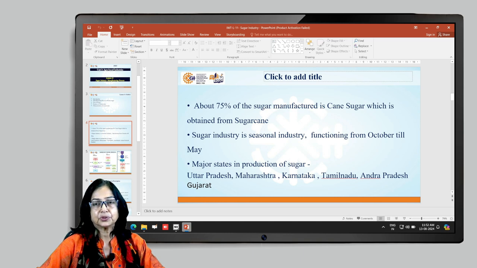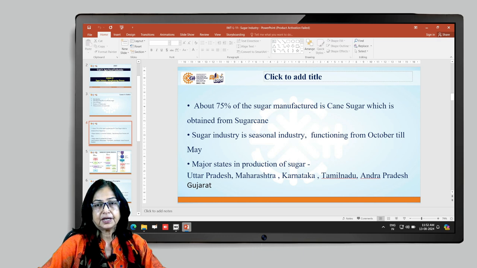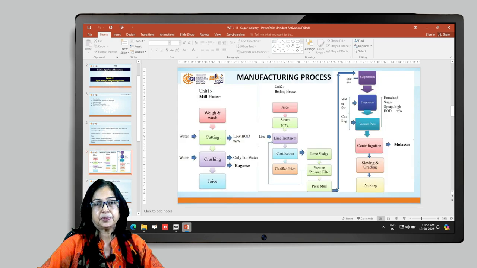It does not work throughout the year, but the crushing season, which is the functioning season of the industry, is from October to maximum May. Some small scale industries may function hardly 3 to 4 months. Major states in production of sugar in India are UP, second Maharashtra, then Karnataka, Tamil Nadu, Andhra Pradesh and Gujarat. These are the major states for sugar production.